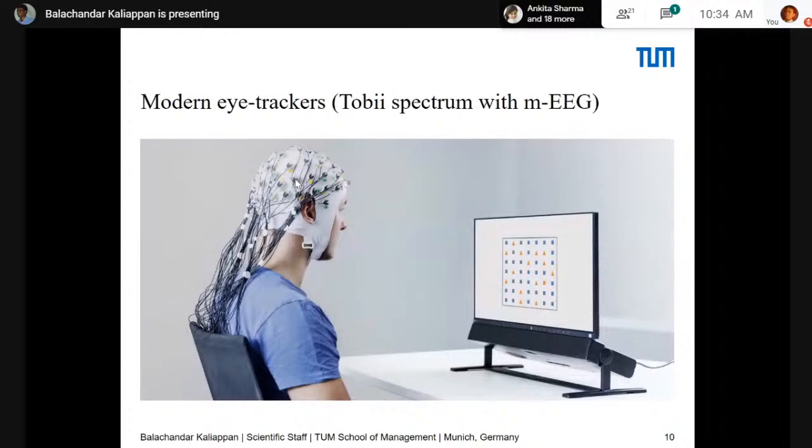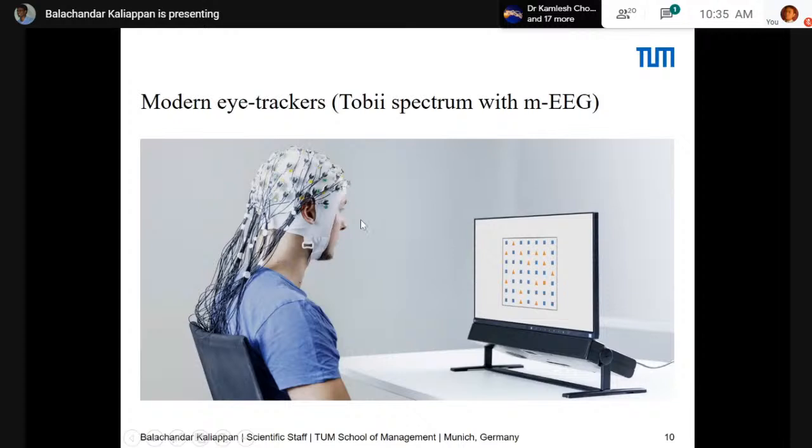And this is the modern eye tracker, which you can find. There are two biosignals that are tracked here. This is the eye tracker, which measures the movement of the eye, and the one that you can see here is the electroencephalogram. This is actually a mobile EEG, that's why it is a small m EEG here. It measures the brain waves that are emitted because of some sort of decision that people are making.